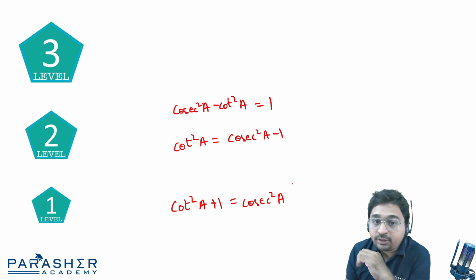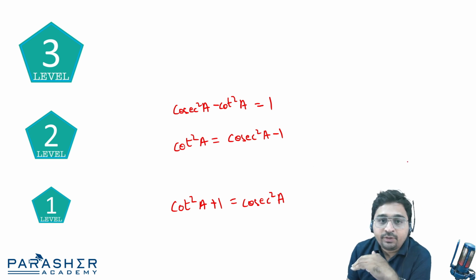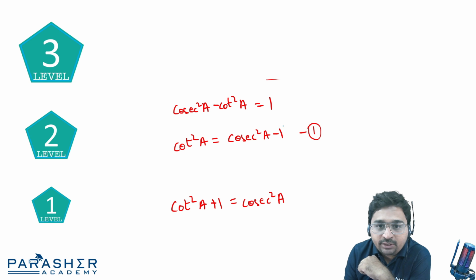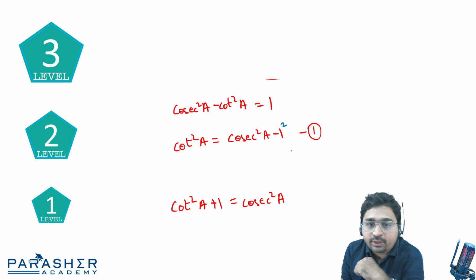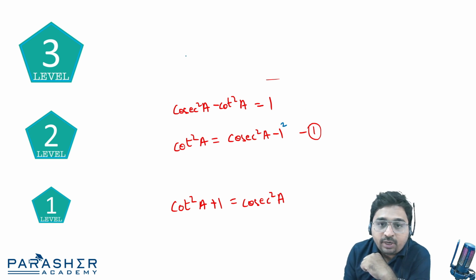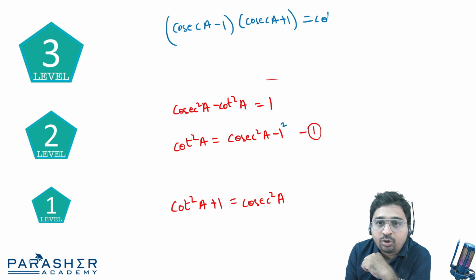Now, again, is this sufficient? Might not be. Maybe we have to go to level 3, which is that ultimate level of mastery. What does that mean? Look at equation number 1. On the right hand side, you can see this looks like in the format a square minus b square. Right? So that is equal to a minus b into a plus b. So you should get an idea that this can be rewritten as cosecant a minus 1 into cosecant a plus 1 is equal to cot square a.